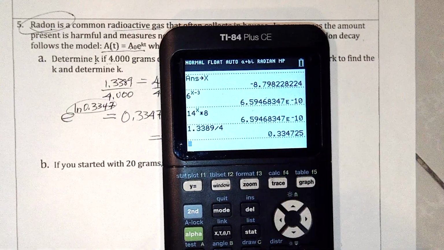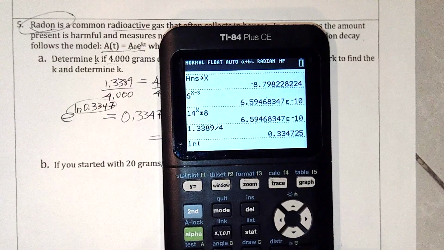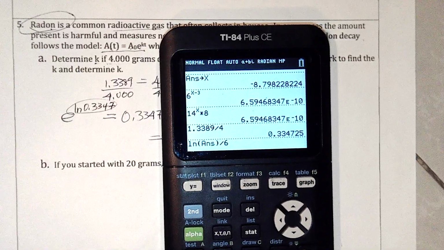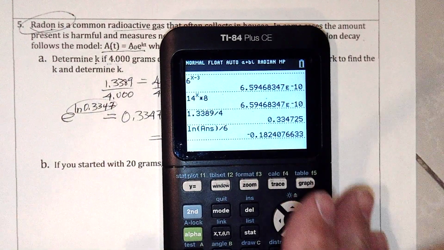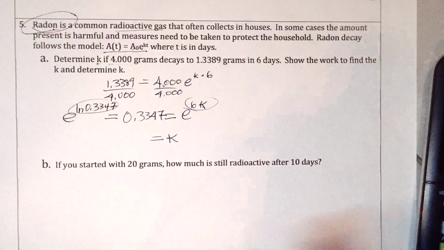So the ln of my answer divided by 6 is negative 0.1824.